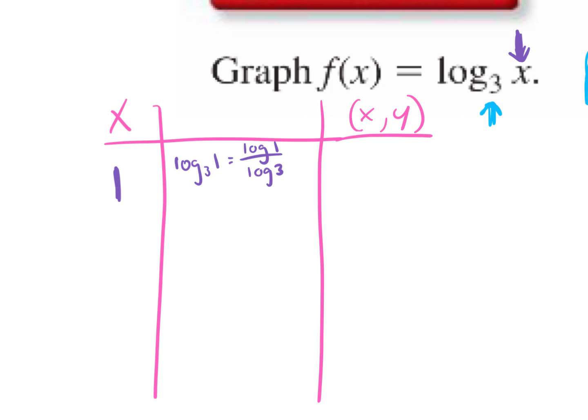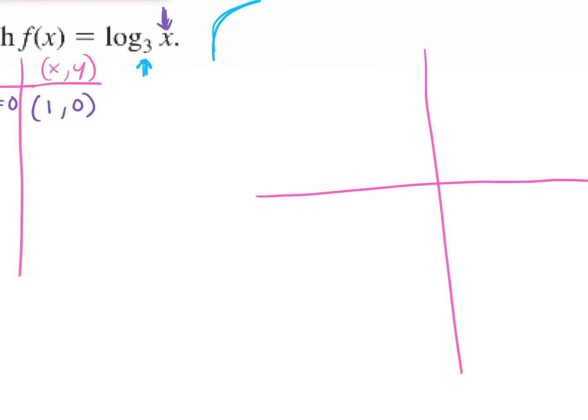Now, if you do log of 1 in the calculator, divided by log of 3, what do you get? 0. Because the log of 1 is 0. That's why we always pick 1 to plug in first. So you don't even need a calculator to solve this. If you have log of 1 on top, it's going to give you 0. So what would my point here be? The xy point. 1, 0. So go to my graph. I'm going to put a point at 1, 0. So I'm going to go to the right 1 and stay at 0.